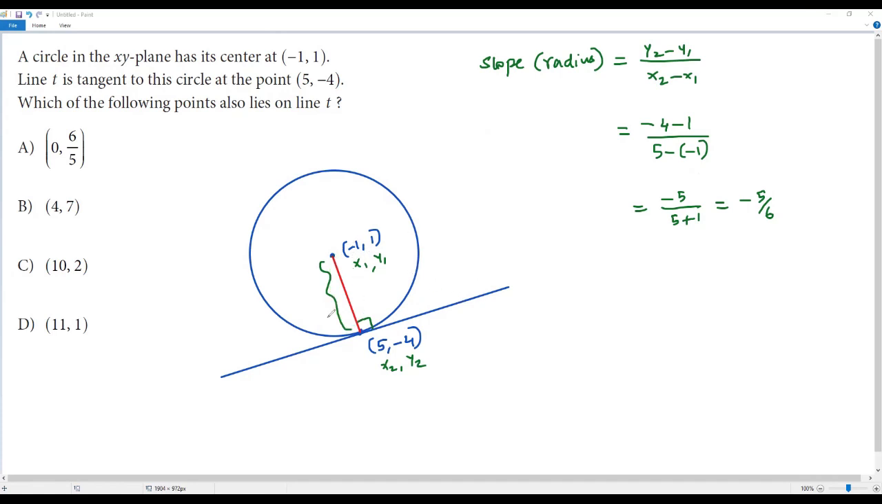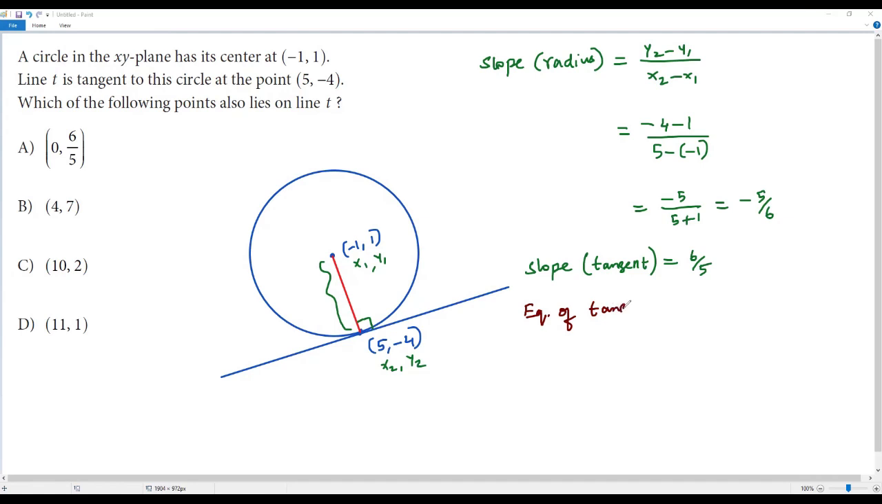Now to get the slope of the tangent line, we have to take the opposite reciprocal of this slope, because the radius and tangent are perpendicular. Okay, now let's get the slope of the tangent line T, equals, so here we have a negative, the opposite sign of negative is positive, and the reciprocal of 5 over 6 is 6 over 5. Now I got the slope of the tangent line. Now we can write the equation of the tangent line.